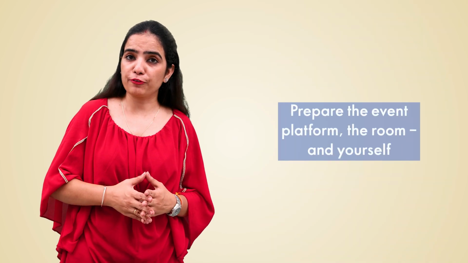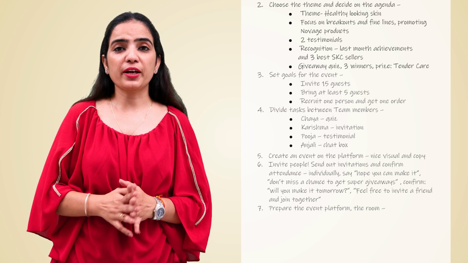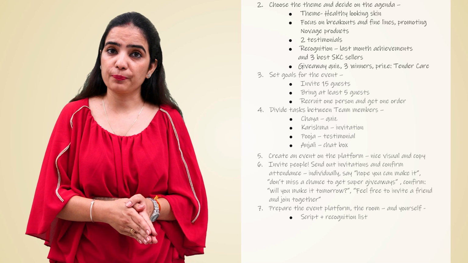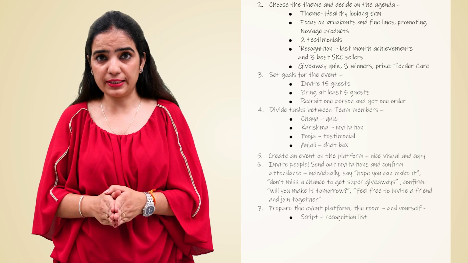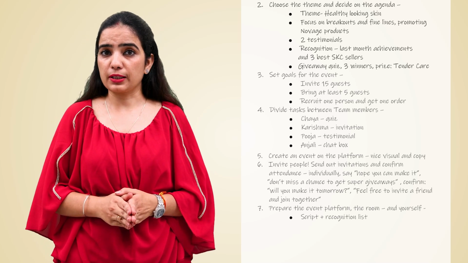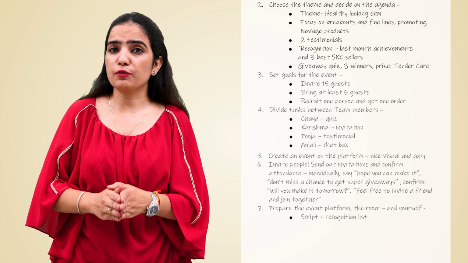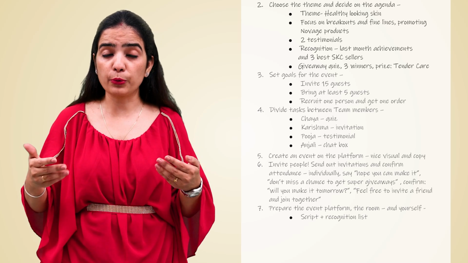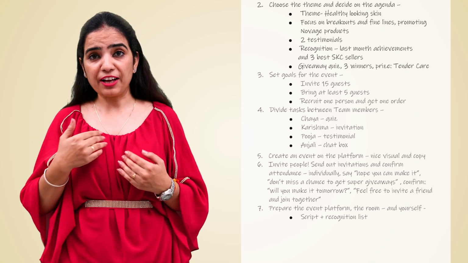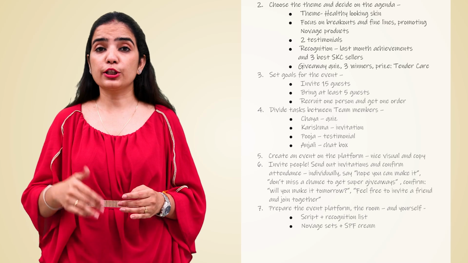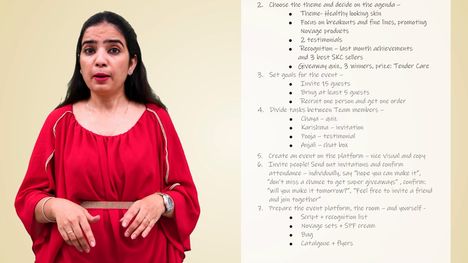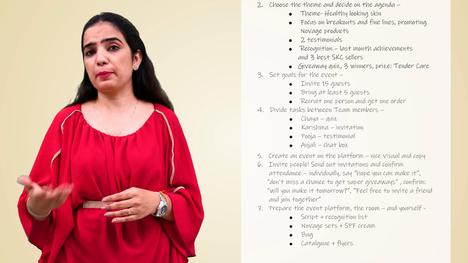Prepare the event platform, the room and yourself. Here is what I always remember. My script, what and when to say. The story which I am going to present and the agenda of the meeting. I also write down the names of the people I want to recognize. Have all the products you want to talk about ready in advance. I will have the Novage set with me, the Novage cream in this catalog, the catalog and the flyer, plus the sponsor gift which is coming this month.